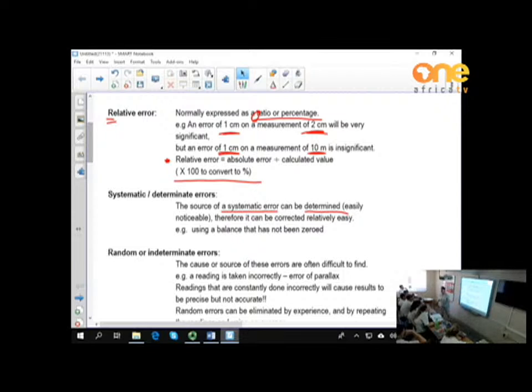Systematic or determinate errors, a source of systematic errors, can be determined easily. You can find the source of the error, okay? Because it's easily notable, so it can easily be corrected. For example, if I have a spring balance, and I did not zero my scale on my spring balance, and I added a 10 Newton weight to it, my reading is 10.2 Newton. I add another 10 Newton, I will get 20.2 Newton. So I know where the error is. Oh, I didn't zero the scale. Okay, we can subtract it from our reading. Okay, so that would be a systematic or determinate error. We can determine where the error was, and we can correct it.